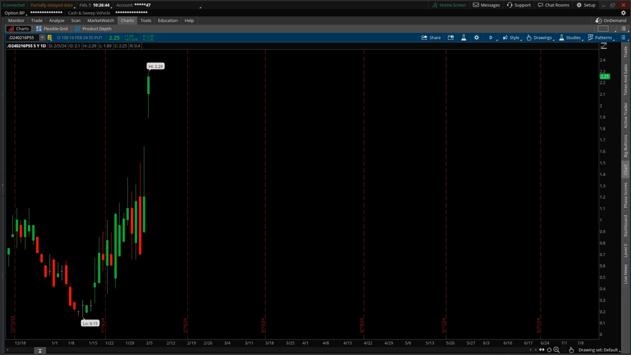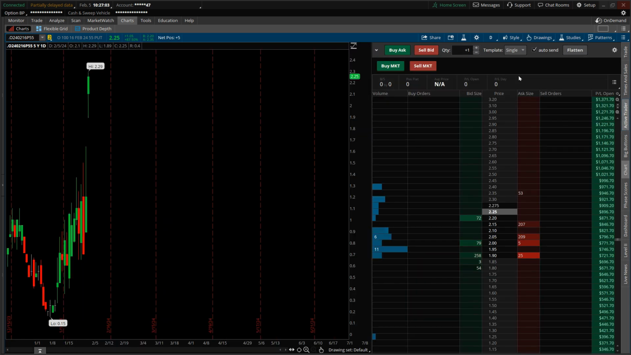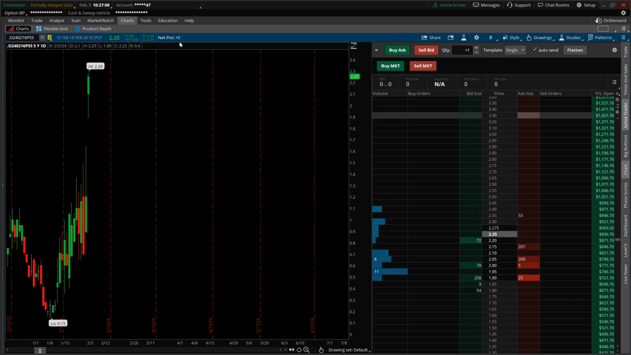$2.40. So this is the chart of my specific contracts right here by the ticker symbol. This is pertaining to the February 16th expiration date, the $55 put. It's quoted at $2.25. Again, this is all delayed data, unfortunately. Right by the ticker, it says net position +5. So this is specific to my option contracts.